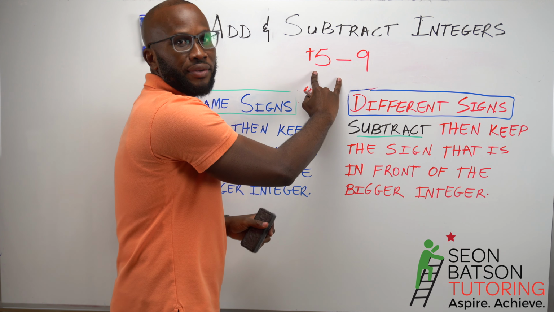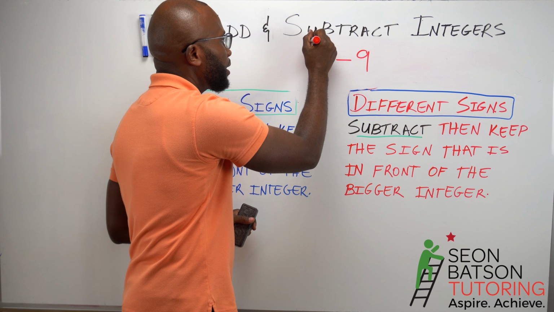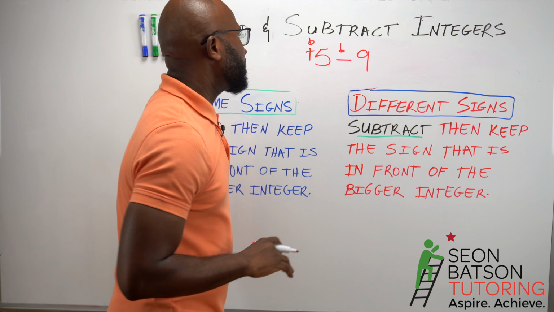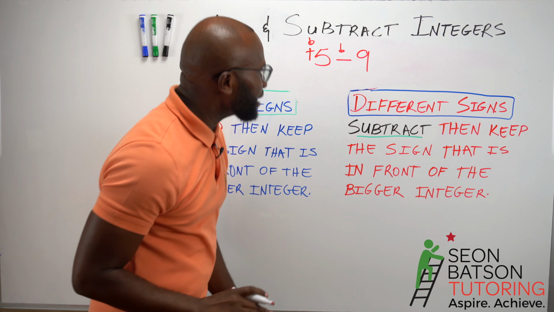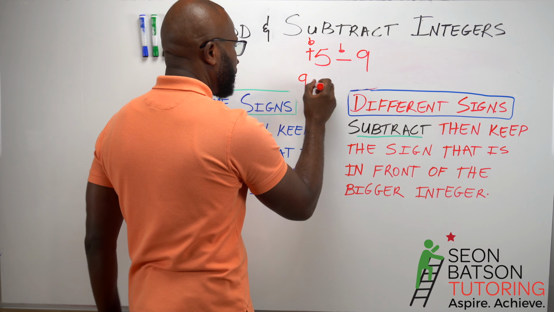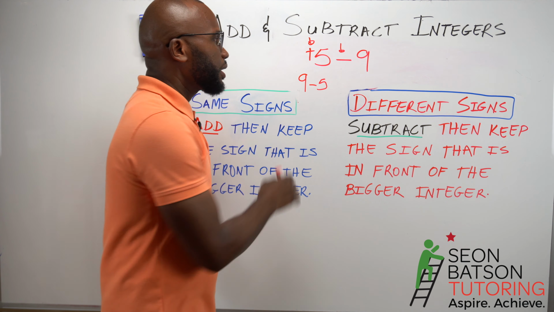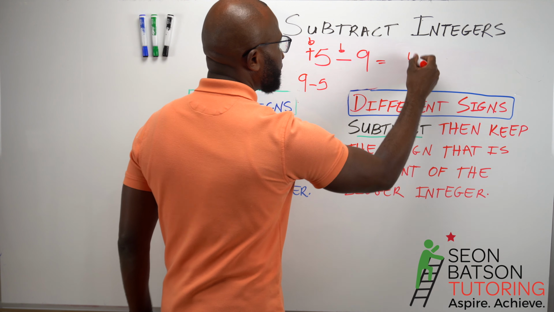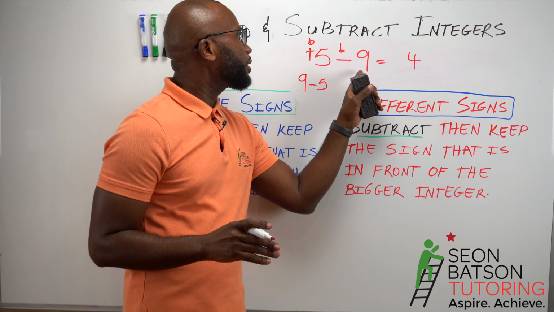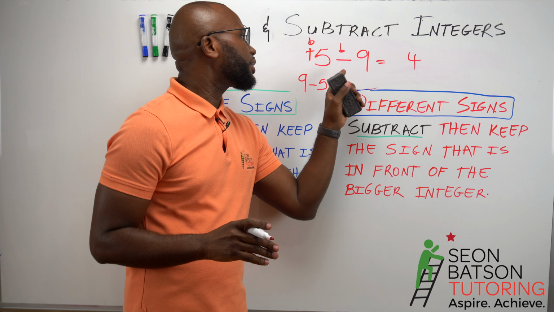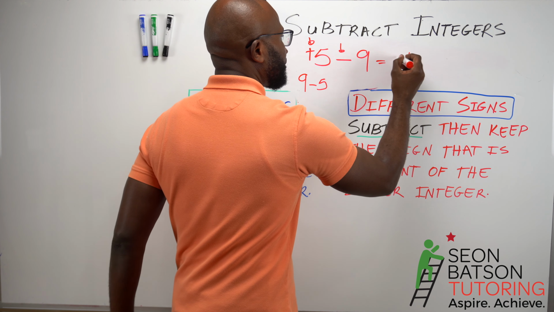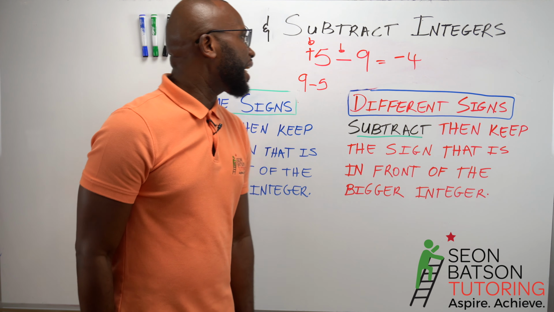So we do have 2 signs here. Yes, we do have 2 signs. A positive sign and a negative sign. Our signs are different, and because they're different, we are going to subtract. Very good. We subtract regularly. When you subtract, always try to get a bigger integer first, yes? 9 minus 5 will give us a 4. And after subtracting, we have to keep the sign that's in front of the bigger integer. The bigger integer here is 9. 9 is bigger than 5. And the sign in front of the 9 is the negative sign. So the negative sign stays in our answer. Our answer is negative 4.